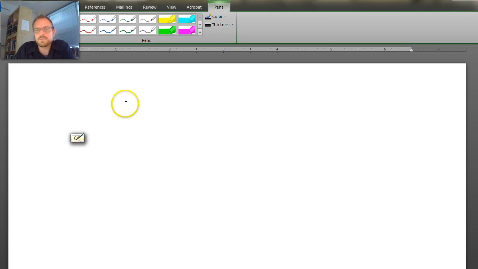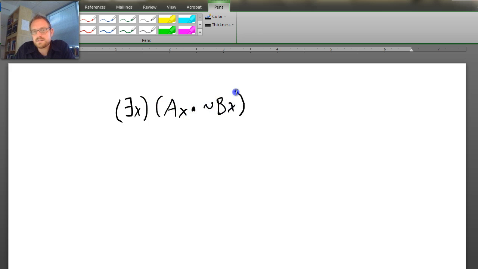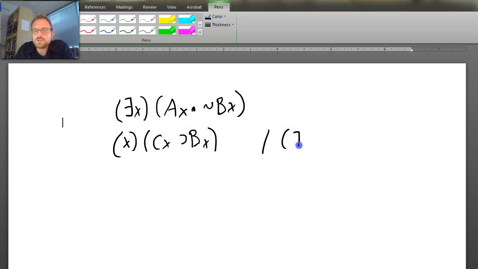And here's what our problem looks like. We have a particular claim as the first premise, EX, and then we have AX and not BX. The second premise here is all C or B, which is going to look like this, CX, then BX. The thing to remember here is that this is a some A or not B, and this is an all C or B statement. And the conclusion we're looking for is EX, CX, and not AX.